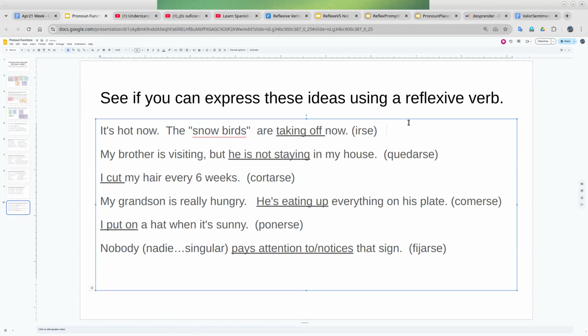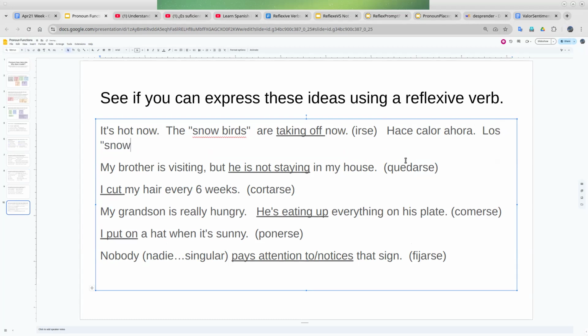If we want to express the idea of, wow, it's hot, okay, that's not reflexive yet, right? Hace calor ahora or hoy or whatever you want to do to talk about today. Yeah, hace calor. The snowbirds, and we're just going to use snowbirds, los snowbirds. Los snowbirds are taking off.